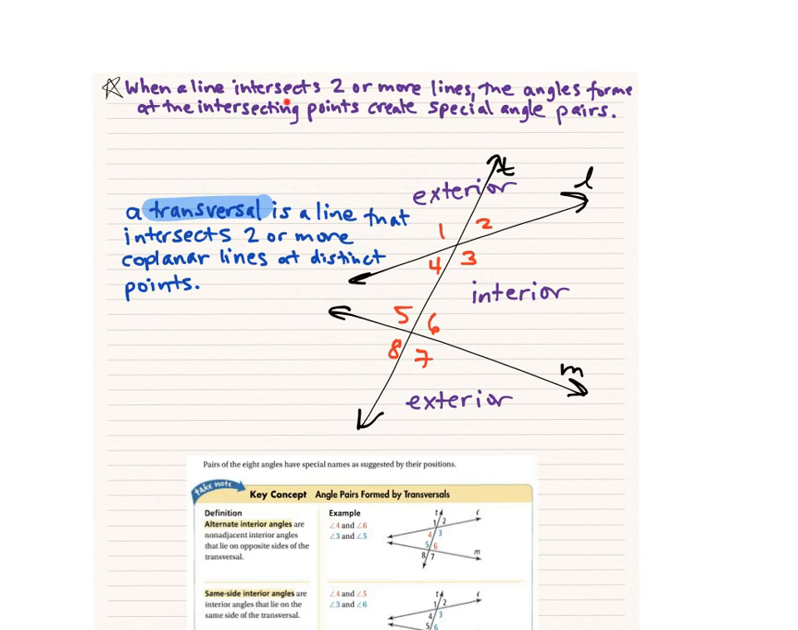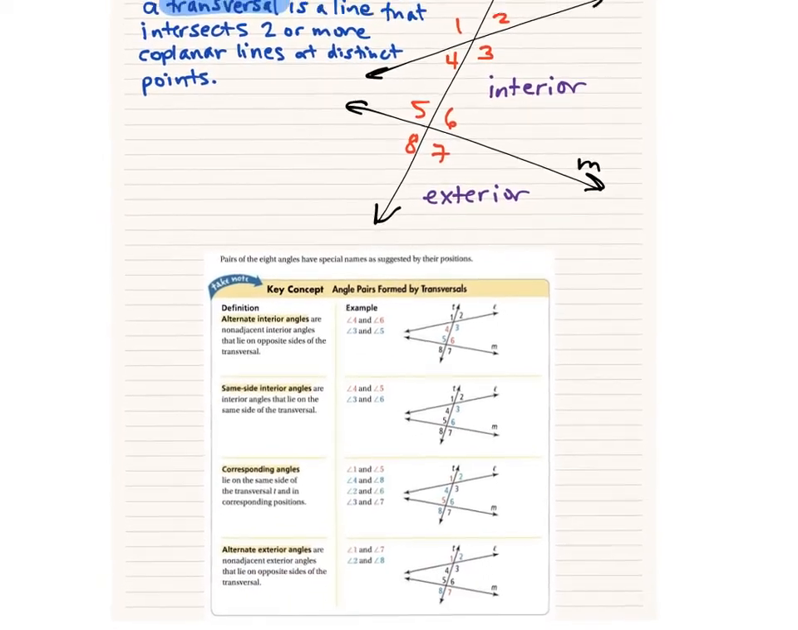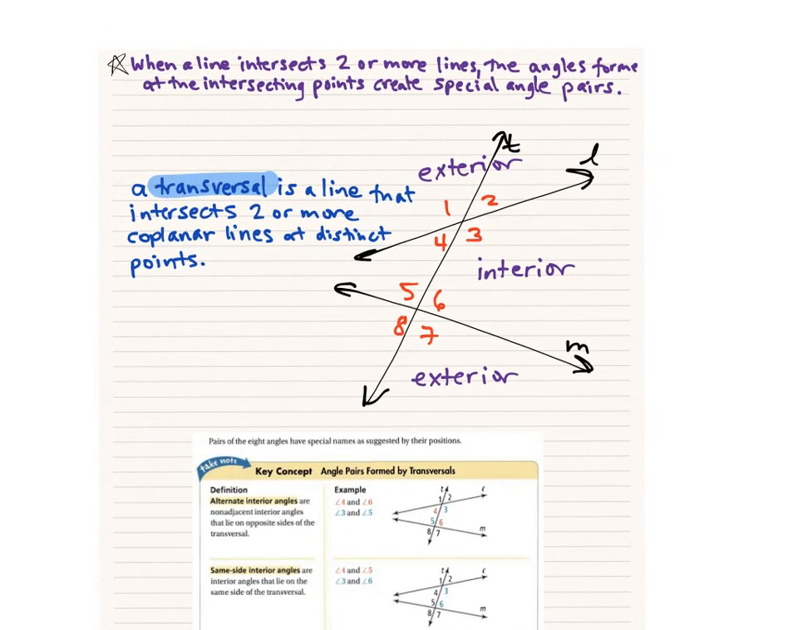So when a line intersects 2 or more lines, the angles formed at the intersecting points create special angle pairs. They're going to be related in different ways, and they're all going to have vocabulary words, and we're going to learn about them now. So here, in the picture, there's one line that intersects both, and in most cases it's 2 or more, but for our purposes, we're just going to be doing 2, and focusing on just these 8 angles.